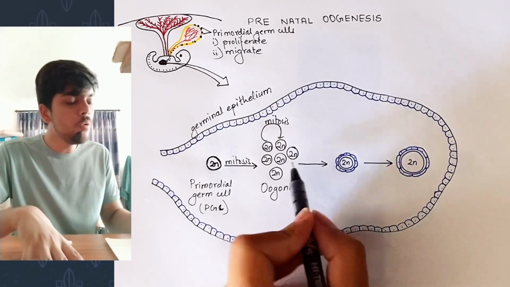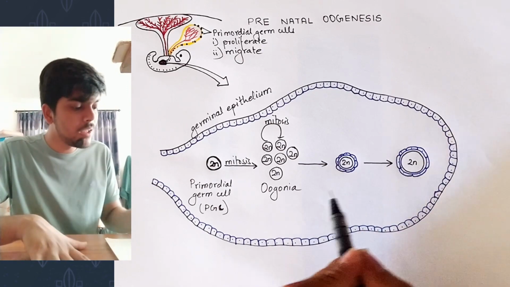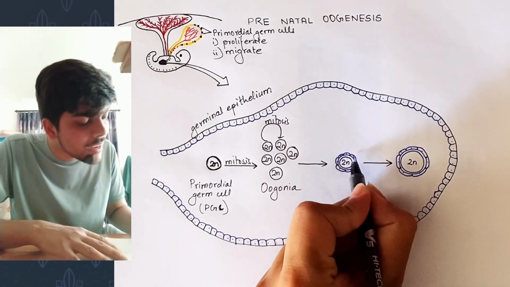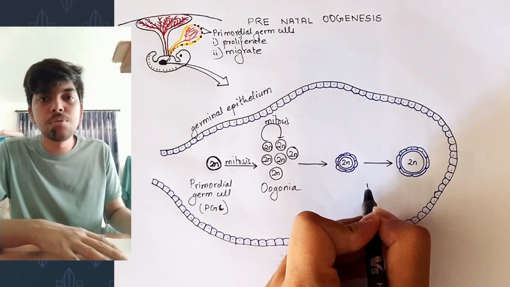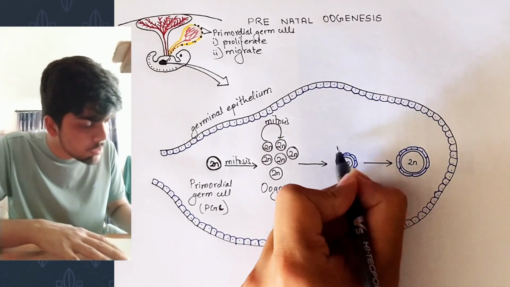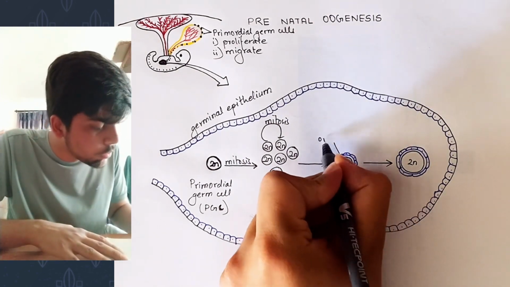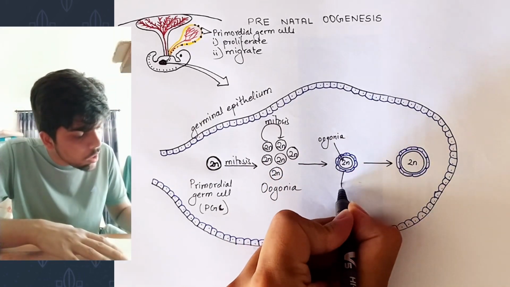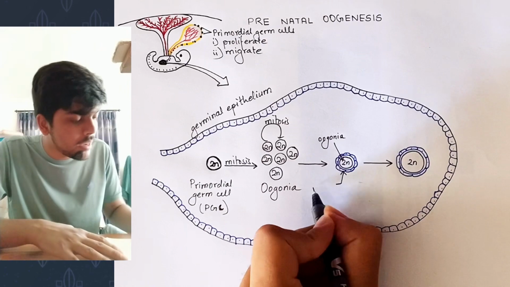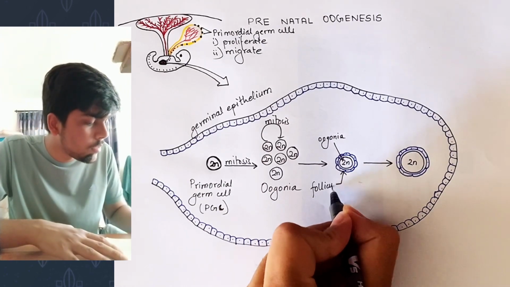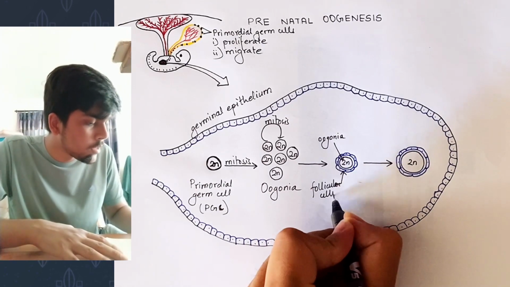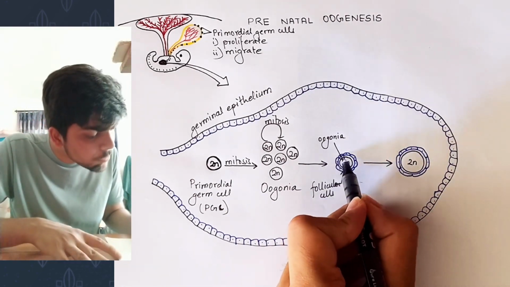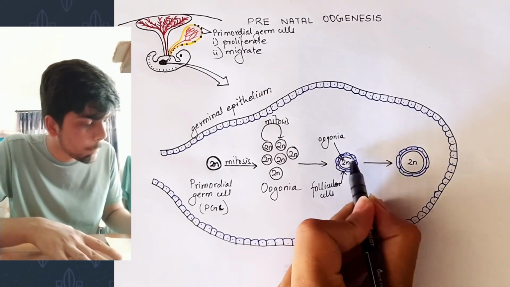And only the remaining oogonia enter the next phase. The remaining oogonia get surrounded by a layer of flat epithelial cells, which are also called follicular cells. So inside here is the oogonia, and the outer wall, which is made up of flat epithelium, is the follicular cells. So individual oogonia get surrounded by flat follicular cells from outside.